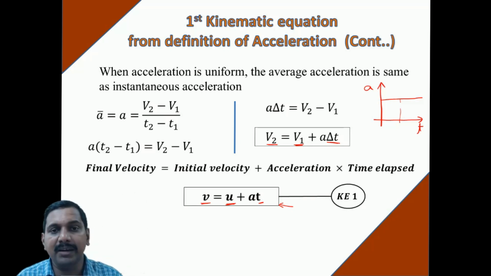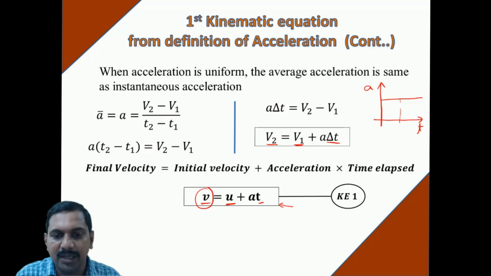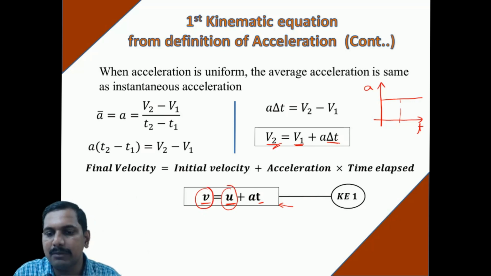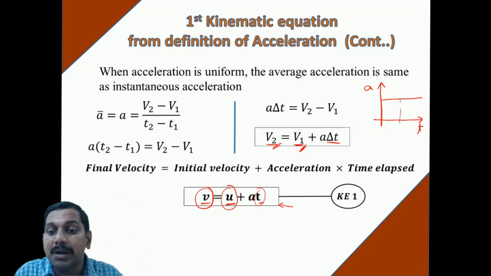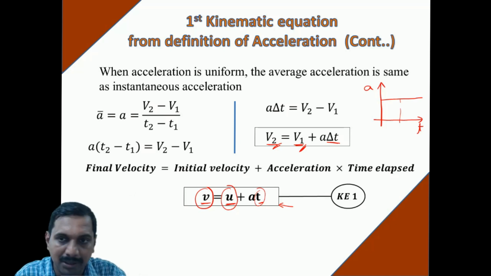But in my mind, v is nothing but v2, which is the final velocity. u is nothing but v1, which is the initial velocity. And t is not the continuously changing time, but the change in time. It is not the instantaneous time. What is the time now? It is 2 o'clock. So 2 o'clock is the time.